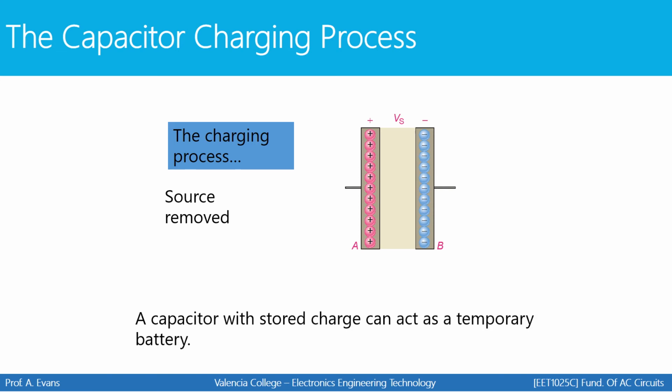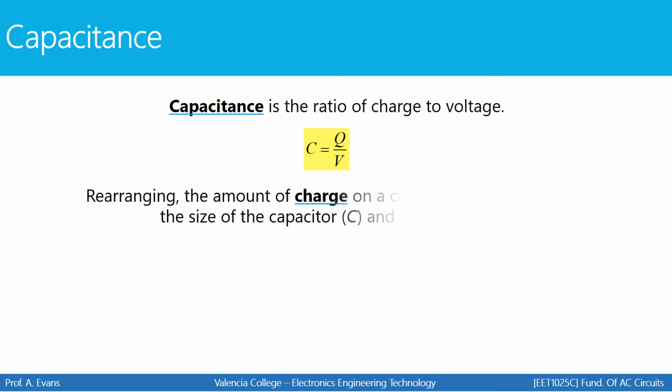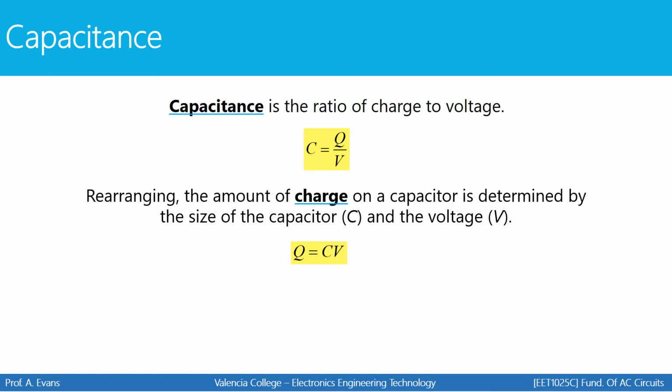And at this point, your capacitor is like a temporary battery. It has a certain amount of electric charge that has been stored, and you can take this capacitor, place it into a circuit, and it will act as a temporary voltage source or a temporary battery for a certain amount of time. The capacitance is the ratio of charge to voltage. Notice that charge is represented with a Q, capacitance is represented with a C, and voltage is represented with a V. So we can rearrange that equation if we need to determine the amount of charge on a capacitor, and the amount of charge that a capacitor can store is determined by the size of the capacitor, its capacitance, and the voltage applied.